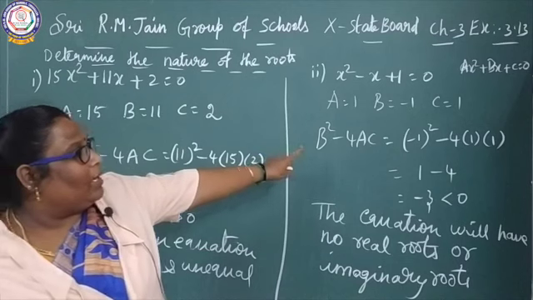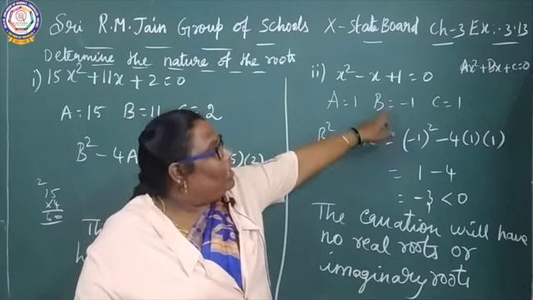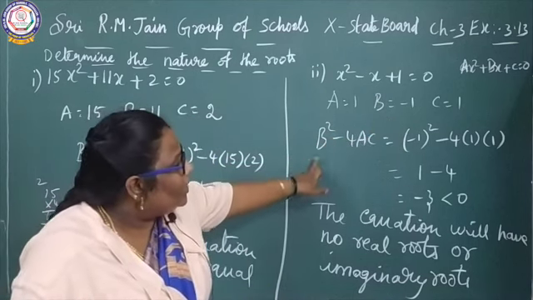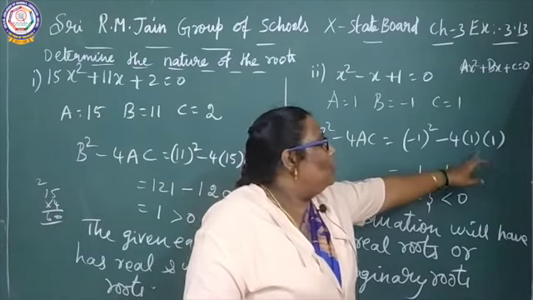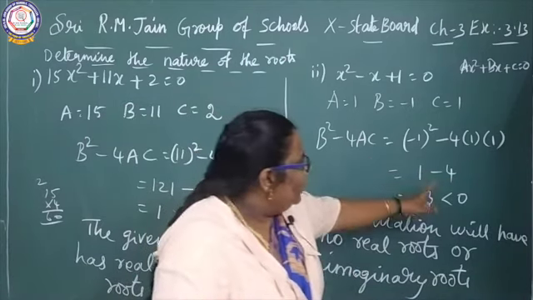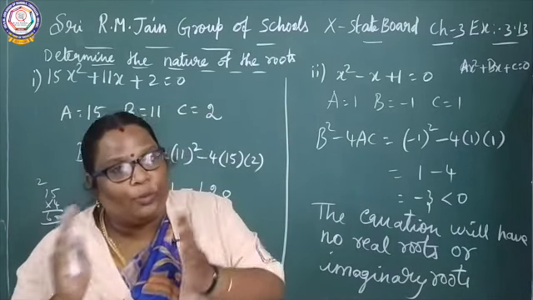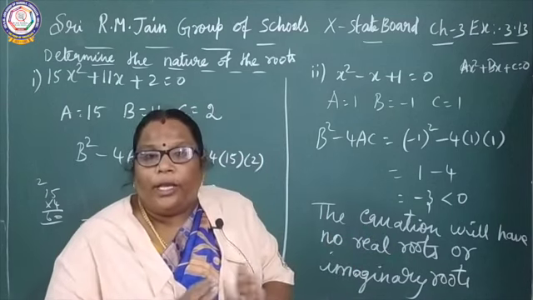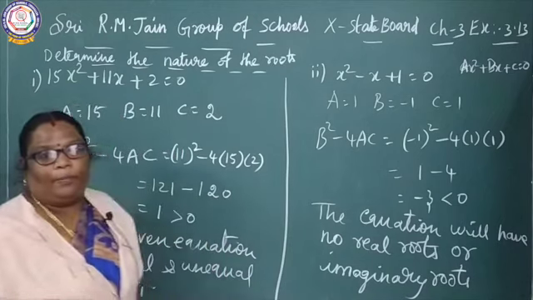See, b square minus 4ac. a value equal to 1, b value equal to minus 1, c value equal to 1. Minus 1 the whole square minus 4 into 1 into 1. 1 minus 4, the value is minus 3. If it is negative it means less than 0, positive means greater than 0. So the equation will have no real roots, or imaginary roots.